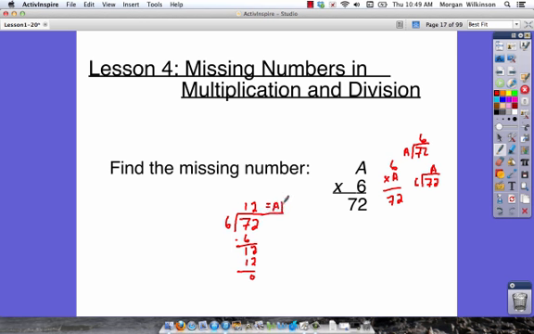And we want to check to make sure that that's correct. In order to check this problem, we have to ask: is 12 times 6 really 72? Let's see. 12 times 6. You know from your multiplication tables that it must be 72. So you got it right. You can put a check mark next to it, because you checked your work.